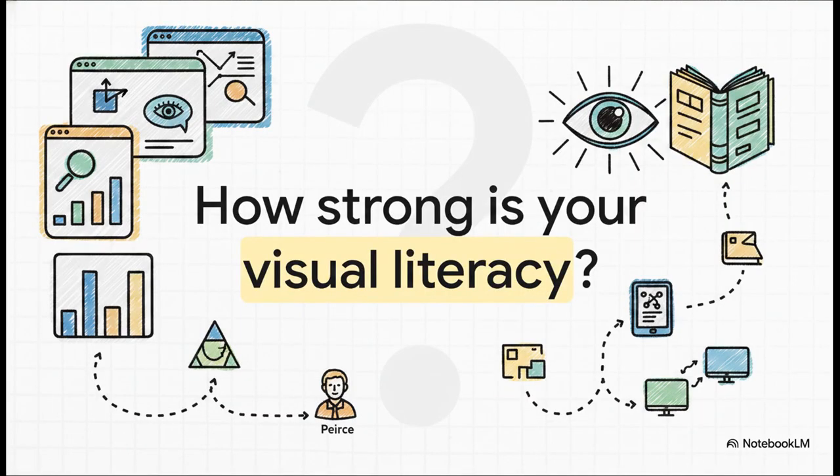We have covered some incredible ground today, from the semiotics of Charles Peirce to the strict data rules of Edward Tufte. So I want to conclude our journey with a slightly provocative question for you to really reflect on. In a world that is almost entirely shaped by screens, where every icon, chart, and image is actively trying to communicate with you, persuade you, or guide your behavior, how strong is your visual literacy? Are you simply looking at the world, or are you actually reading it?